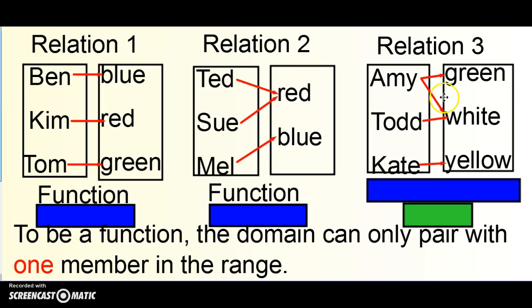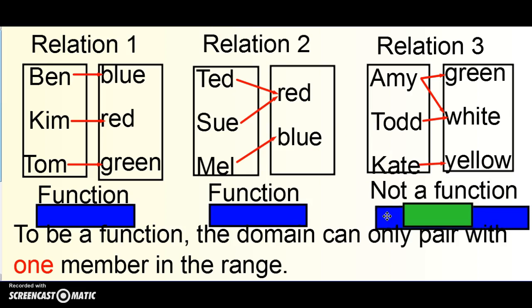In the next example, Amy said she liked green and white, so because she chose two of them, it is not a function. There we go. It's not a function. And so to be a function, the domain can only pair with one member in the range. Remember, the domain is the x, the range is the y.